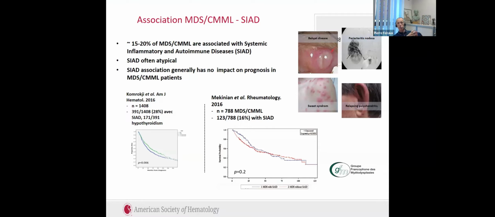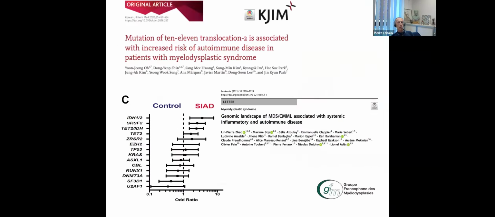Their prognosis is not different from that of isolated MDS. What we found was that those patients often had mutations in IDH1, IDH2, SRSF2, in some TET2, in some specific mutations. And interestingly, those mutations, when they are seen outside of MDS, what we call clonal hematopoiesis, that is mutations at a low variant allele frequency without cytopenias, can lead to inflammatory disorders and even cardiovascular disorders.